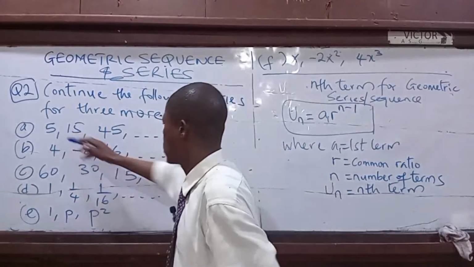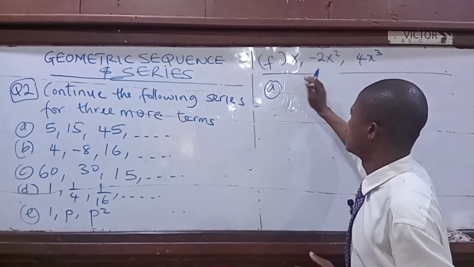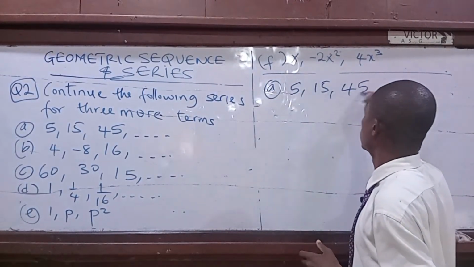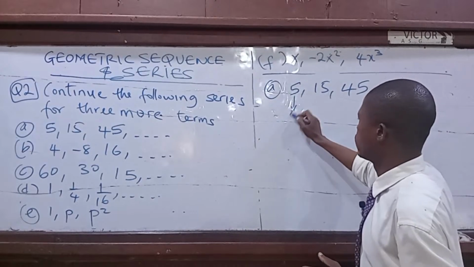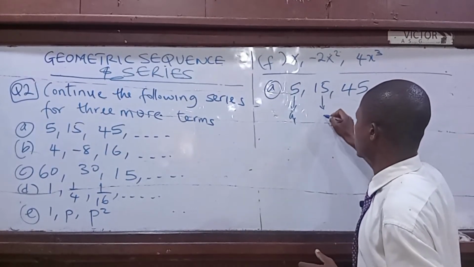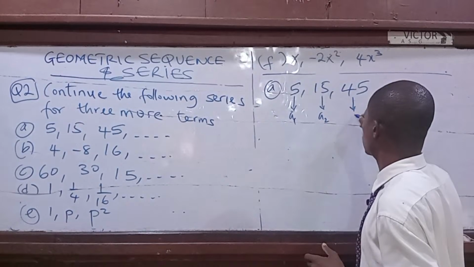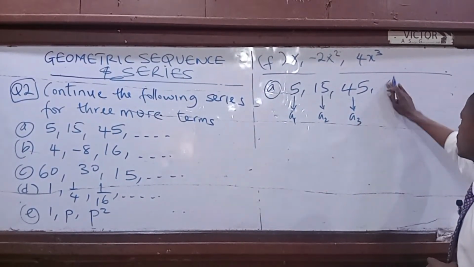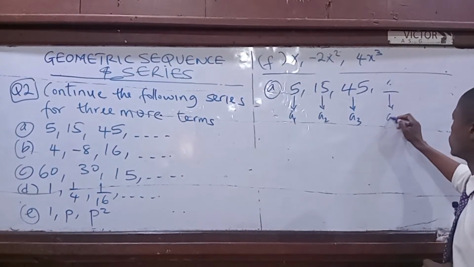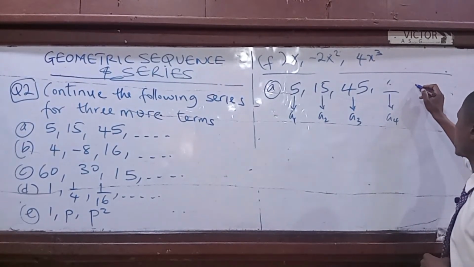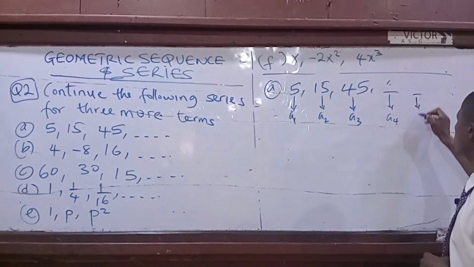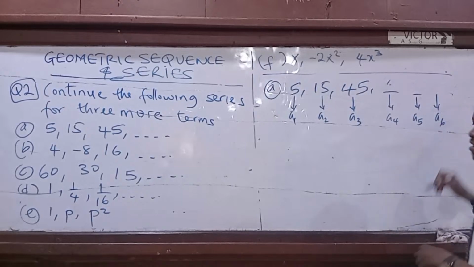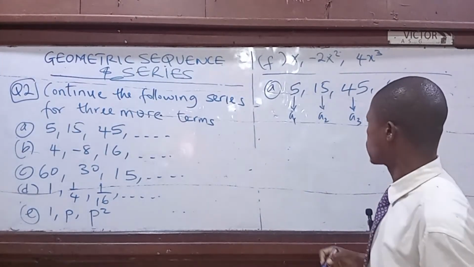We have the question A. We're going to look at that. 5, 15, 45. This is your first term, A1. This is the second term, and this is the third term. So we want to generate A4, which you don't know yet. We want to generate A5, A subscript 5, and A subscript 6. The next 3 terms. Okay.